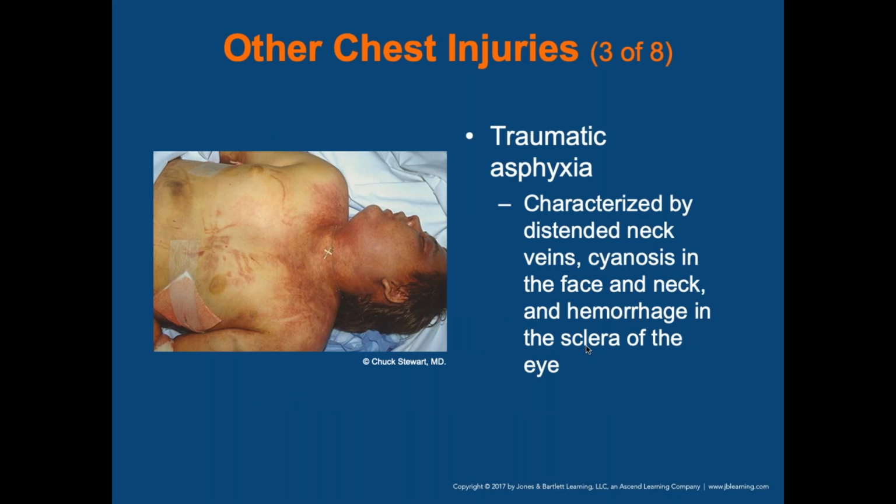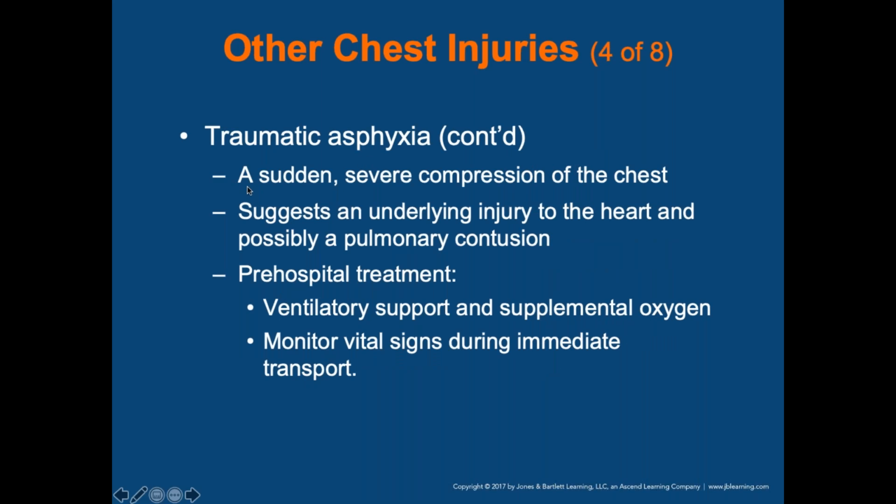This is traumatic asphyxia, as you can see, characterized by distended neck veins, cyanosis in the face and neck, and hemorrhage in the sclera of the eye, which you really can't see here, but you can see the bruising and the discoloration throughout the chest. This is going to be your traumatic asphyxia. Also, it's a sudden severe compression of the chest, which suggests an underlying injury to the heart and possibly pulmonary contusion. All we're going to do in the field for this is ventilatory support, supplemental O2, monitor vital signs during immediate transport.